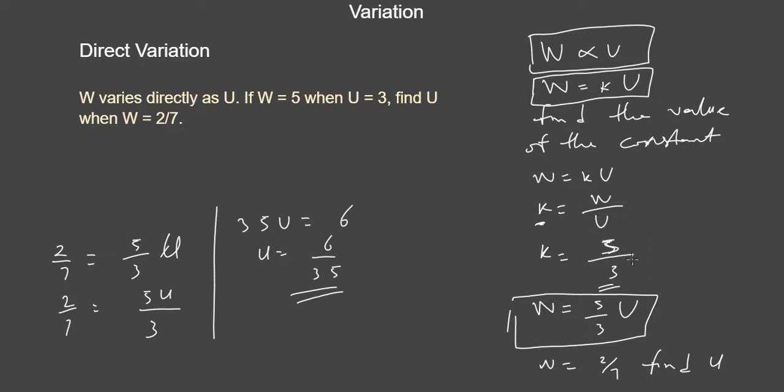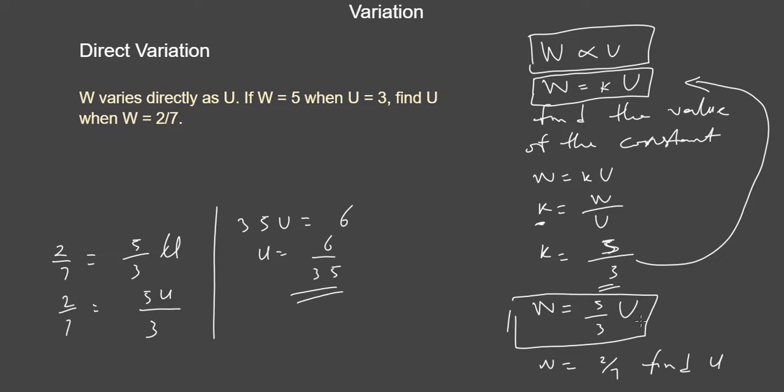Now that you've gotten the constant, return the constant back into the formula. If you do that, that will give you this formula, which is W = 5/3 U. And this becomes the final formula. This is the formula that has the constant determined, right? Now that you've gotten this, you can use this formula to get any value. So from this formula, look for the value of W when U is given, or look for the value of U when W is known. So that is the way you go about solving questions related to direct variation.